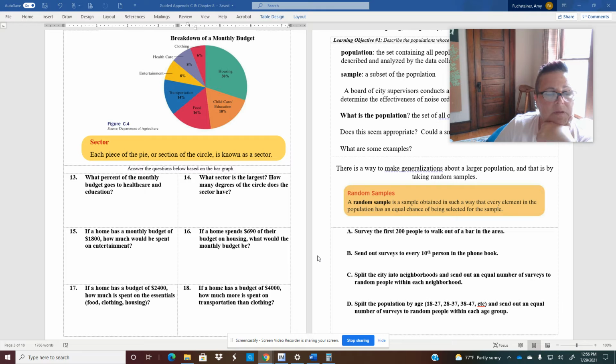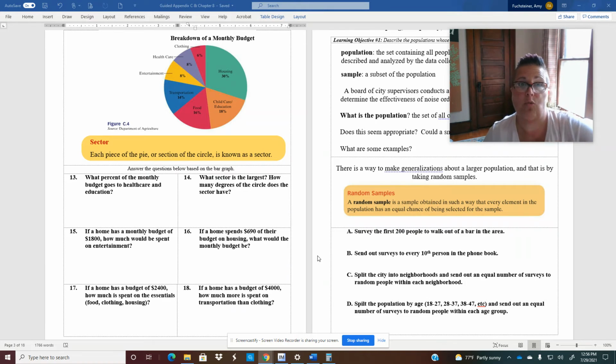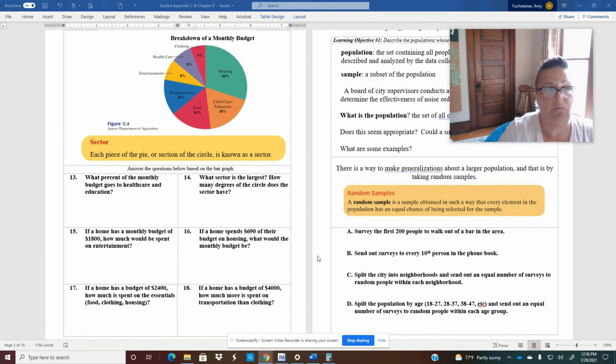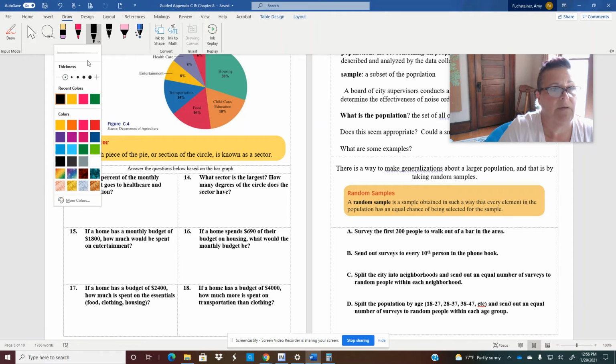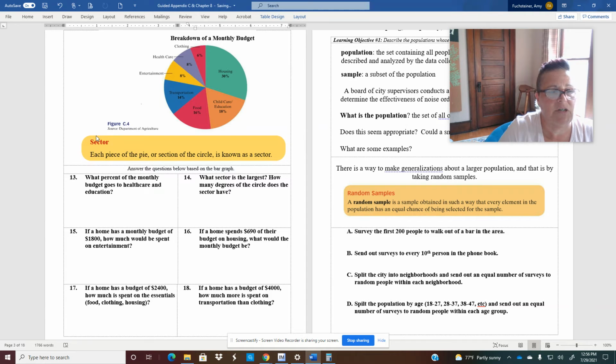Okay. Some of these questions can be really, hopefully, straightforward. What percent of the monthly budget goes to healthcare and to education? So healthcare is 8%.